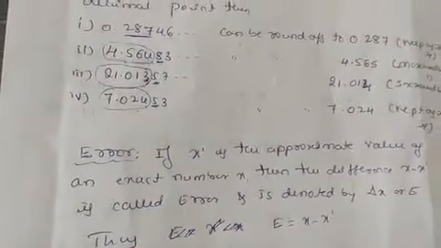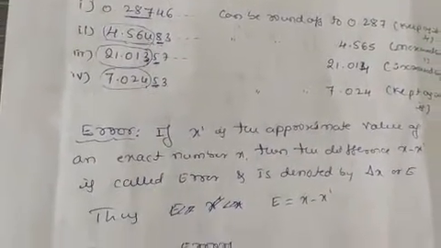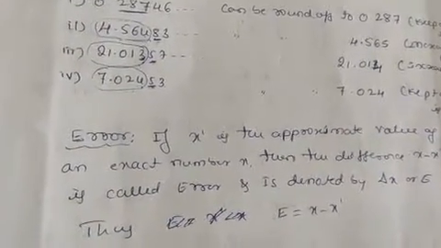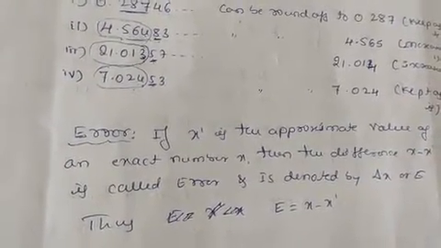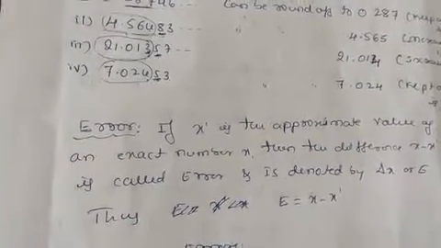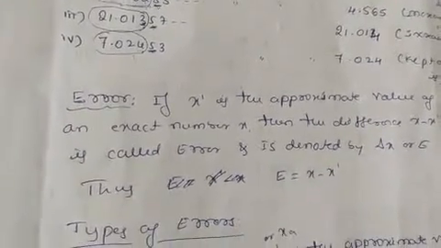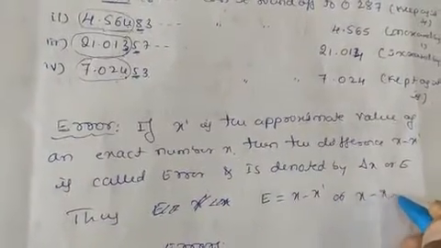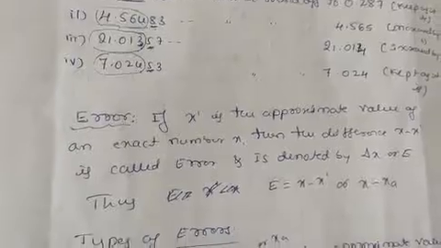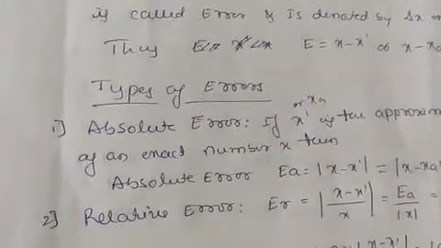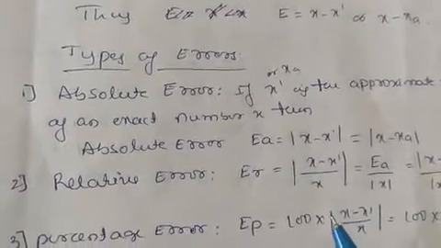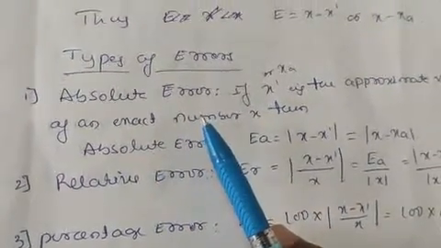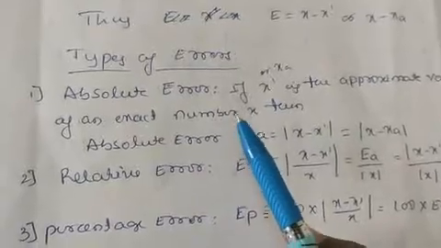After this we come across errors. As we have studied, error is nothing but the difference between the exact number and the approximate number, that is x minus x bar, or x minus xa. This is about the error. Next we have types of errors. There are 3 types of errors. The first one is absolute error. Absolute error is nothing but the mod, the modulus, of the error.